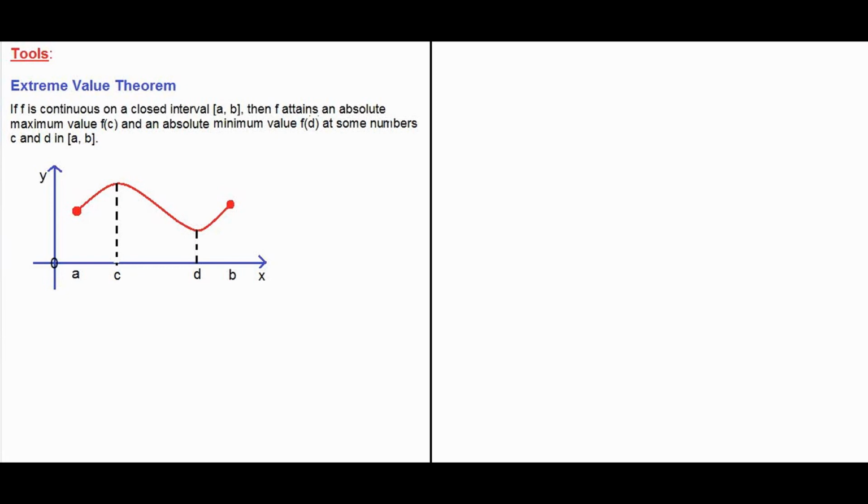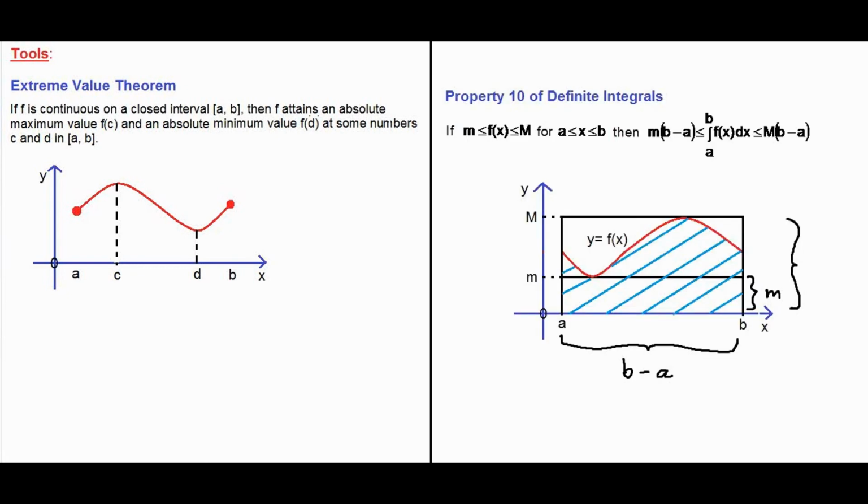The second tool is property 10 of definite integrals. Recall that it says the following: if f of x is greater than or equal to small m, but less than or equal to capital M, in other words, the function f of x lies between y equals small m and y equals capital M on this closed interval, then the definite integral from a to b of f of x dx is greater than or equal to small m times b minus a, but less than or equal to capital M times b minus a.